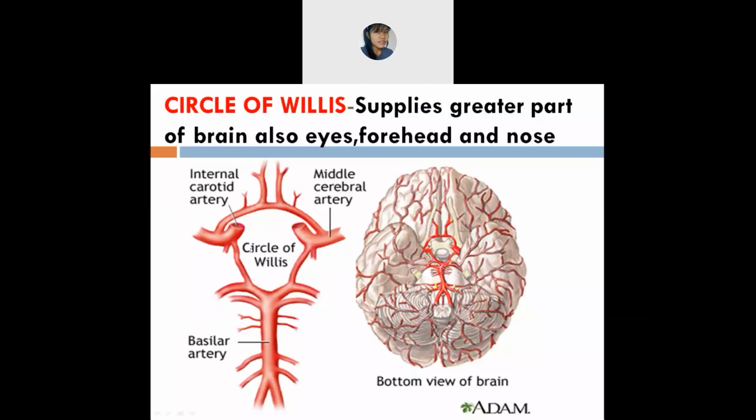Understand? This is the circle of Willis. If you see from the bottom, this is the bottom view of the brain, and if you look closer, you will find the circle of Willis. Also, it supplies which area? Your eyes, your forehead, as well as your nose. In all these areas, they supply. Is it clear now, Vishal? Yes, ma'am. Okay, I hope everyone is clear for today's class.